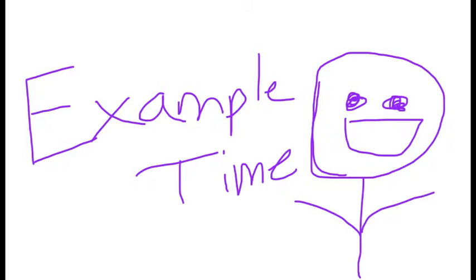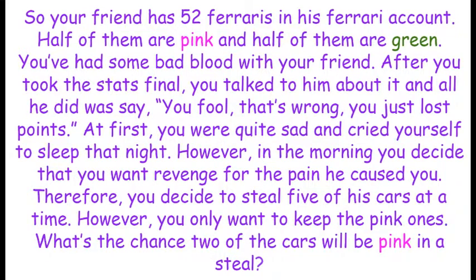Alright, so now that we know all this, obviously, next we have to do an example. So this is the example I chose. Might seem a bit long, but don't worry, I'll walk you through it. So your friend has 52 Ferraris in his Ferrari account. Half of them are pink and half of them are green. You've had some bad blood with your friend. After you took the stats final, you talked to him about it, and all he did was say, "You fool, that's wrong. You just lost points."